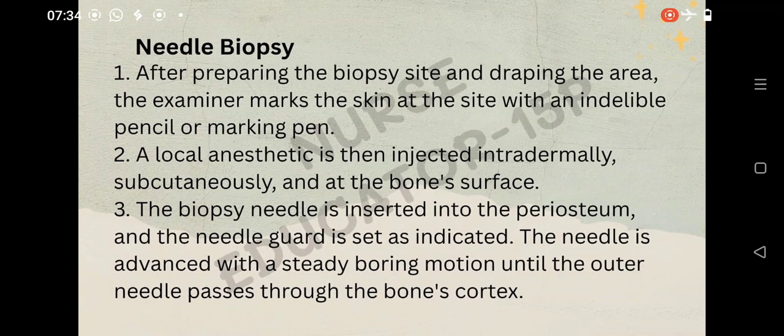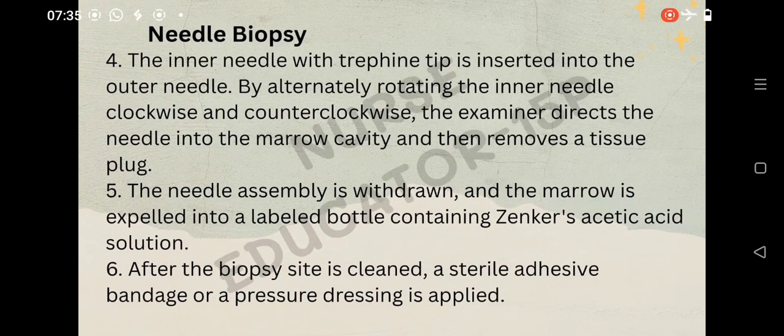Which type of needle are we using? The most commonly used needle is the Jamshidi needle. What is the doctor doing here? He is trying to insert the needle into the periosteum. While inserting, he is using a boring motion, in the sense he will rotate it, not fully, at a 180-degree angle. The inner needle with trephine tip is inserted into the outer needle.